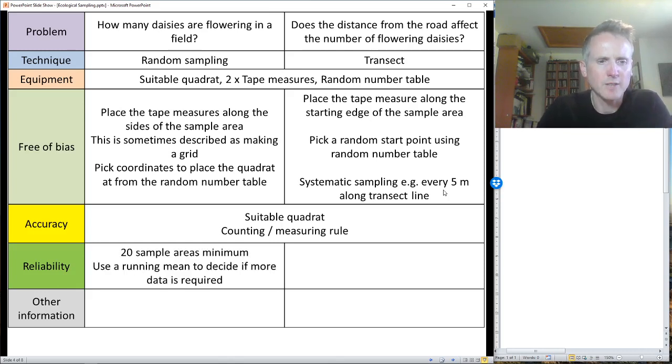Reliability. This is, are you confident in the answer? So again, if you're ever going to quote a number, put 20. You'd have to sample at least 20 different areas with your quadrat, minimum. And then we're going to use a running mean to decide if more data is required. Again, I'll show you another slide where we go through a running mean. But don't put 10 because we have 10 fingers. Years ago, 15 was the preferred answer. And then a couple of years ago, they suddenly said 20 minimum. So put 20, put 50, as long as it's a high number.